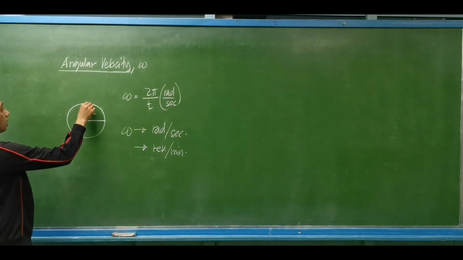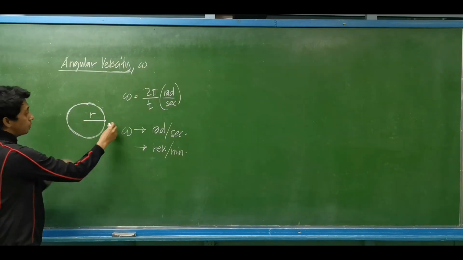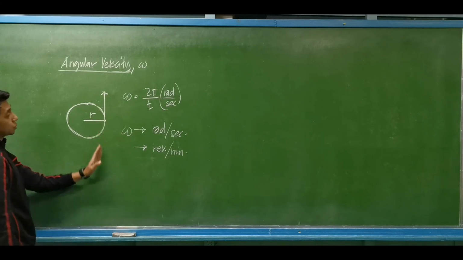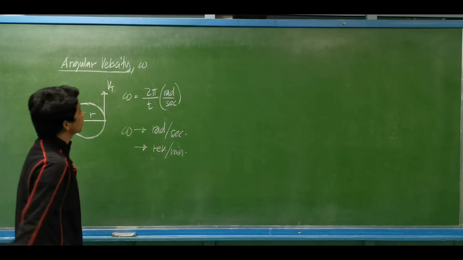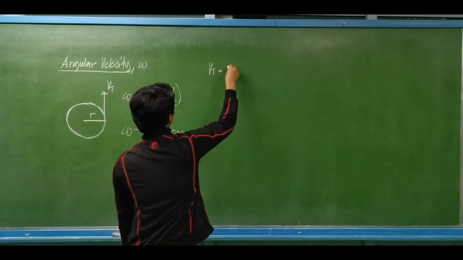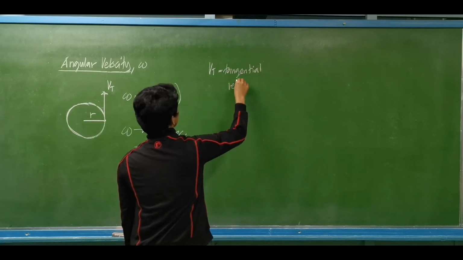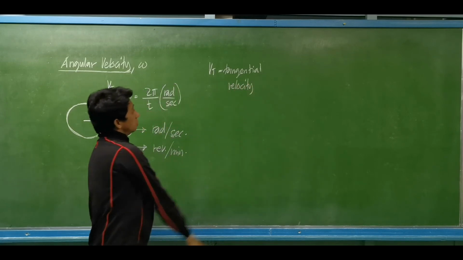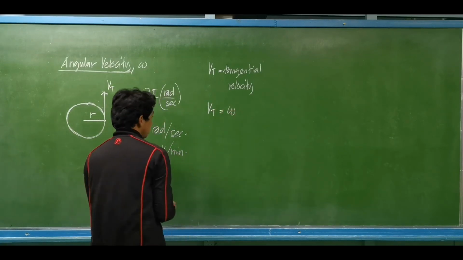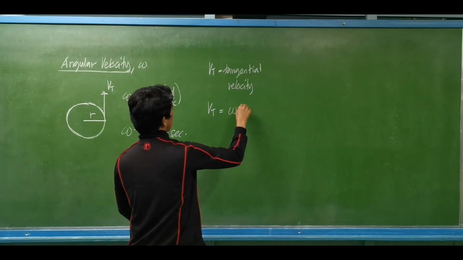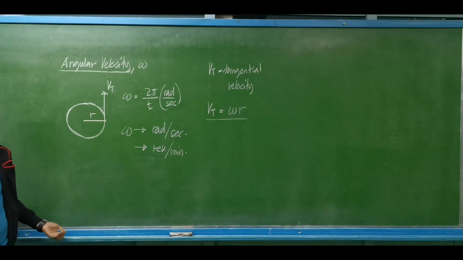Okay? So for example, a body following a circular path is about to, let's say, leave the circular path. It will follow a straight line or a straight path. So we call this in physics the tangential velocity. Tangential velocity, how do we compute for this one? Tangential velocity can be computed as your angular velocity multiplied by the radius. So this is the value of the tangential velocity. So let's have an example.